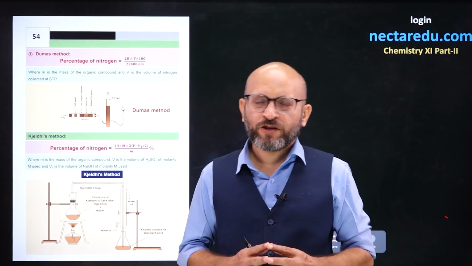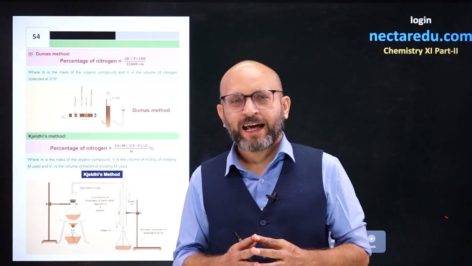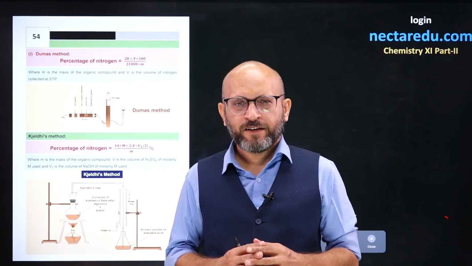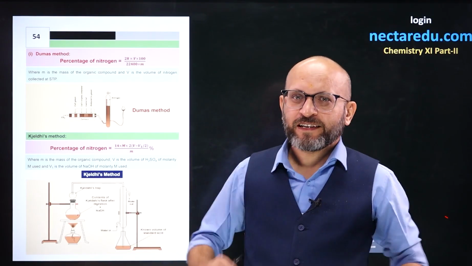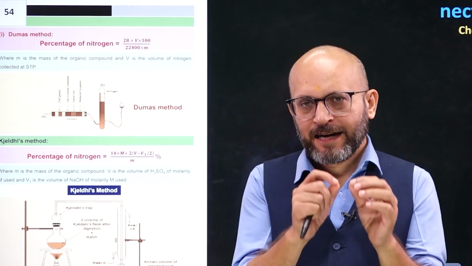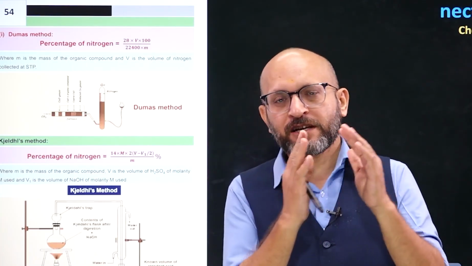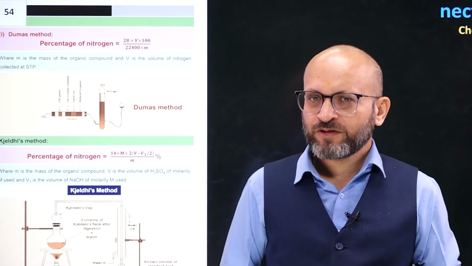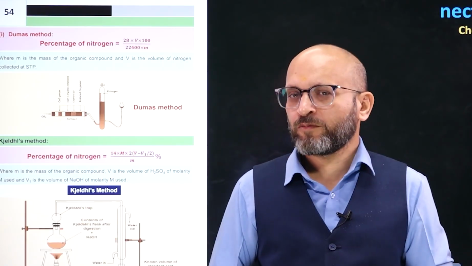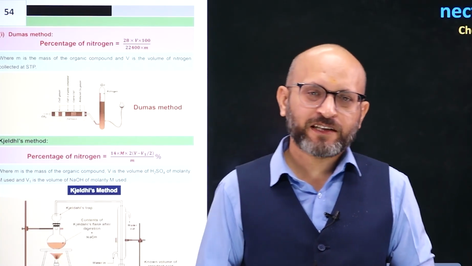So for the estimation of nitrogen, we have two methods. One method is Dumas method and another method is Kjeldahl method. What we do is we basically convert the nitrogen of the organic compound either to ammonia or to nitrogen, and then we separately estimate their amounts and use different formulas. For Dumas we have a separate formula and for Kjeldahl we have a separate formula.